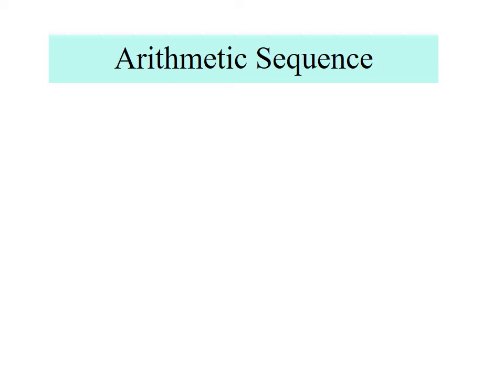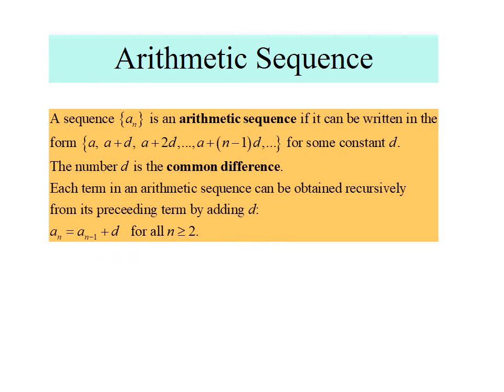Now let's move on to looking at the two different types of sequences, arithmetic and geometric sequences. We will start with an arithmetic sequence. A sequence a_n is an arithmetic sequence if it can be written in the form a, a plus d, a plus 2d, and goes on until a plus (n minus 1) times d corresponding to a_n, for some constant d. The number d is the common difference of the sequence.